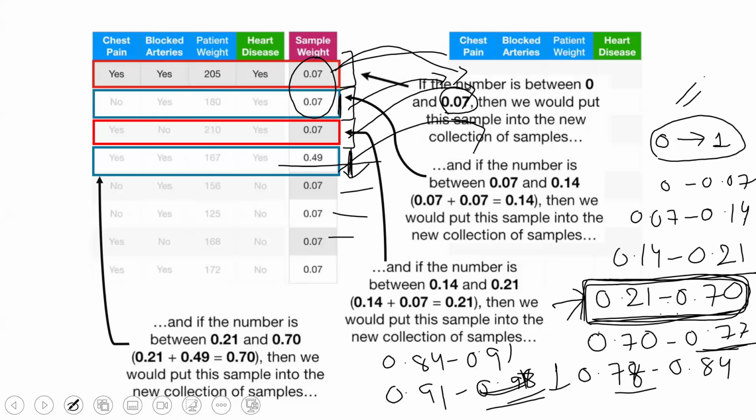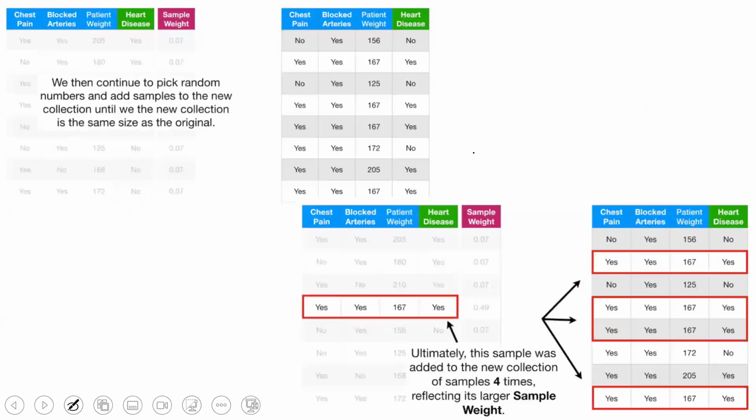If the random number falls in that particular range, you will place that particular record in that new data set. Okay, so this is how it actually works. Based on the sample weights distribution, we picked different random numbers and then we constructed the new data matrix. The new data matrix looks something like this. And if you look at this row, it is repeated 4 times, whereas you got some other rows 4 times.